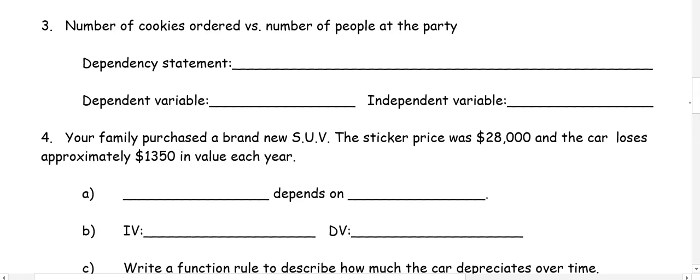Number 2, the number of cookies ordered versus the number of people at the party. So if you're trying to plan a party, remember that you want to make sure you have enough food for everybody. So first, you need to figure out the number of people at the party. And then you would do the number of cookies ordered.